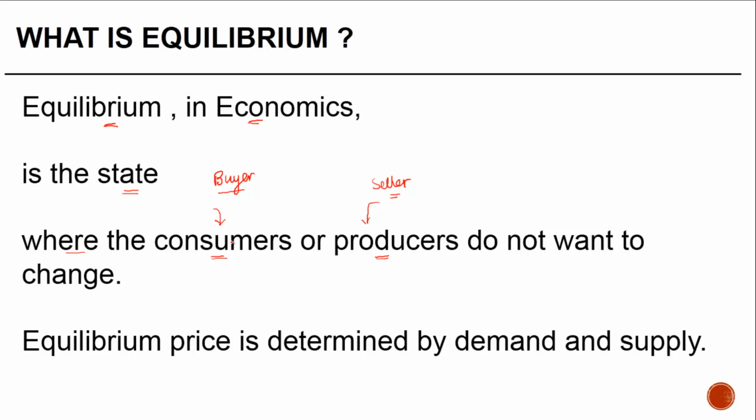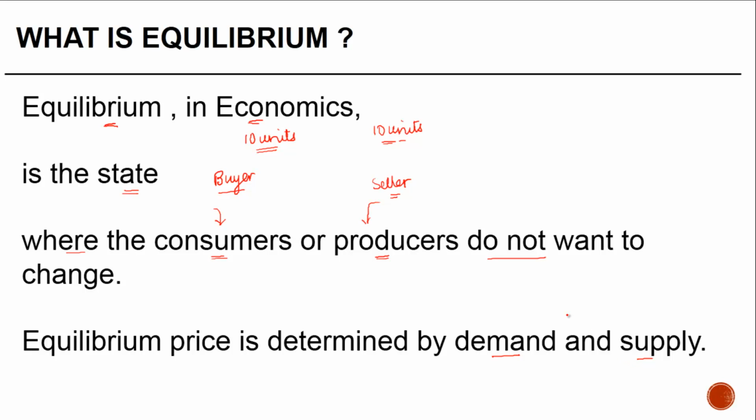Which means that if the consumer is looking at buying a particular quantity of goods at a particular price, so let's say he wants to buy 10 units at a particular price, and also if the seller wants to sell 10 units at a particular price, they do not want to change, right? The equilibrium price is thus determined by the demand and the supply, right?